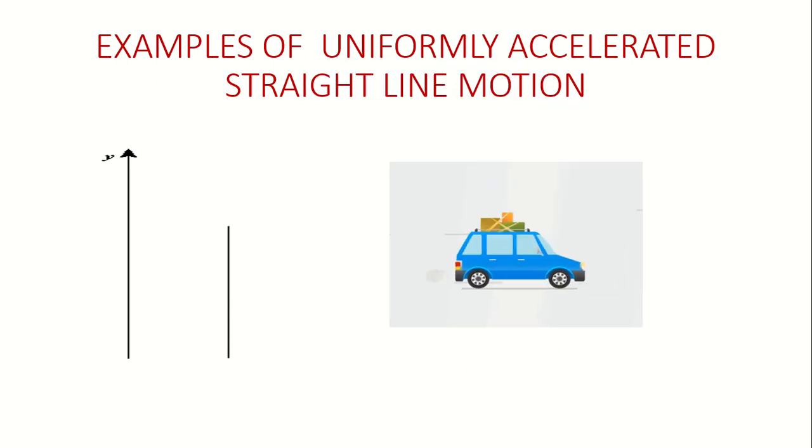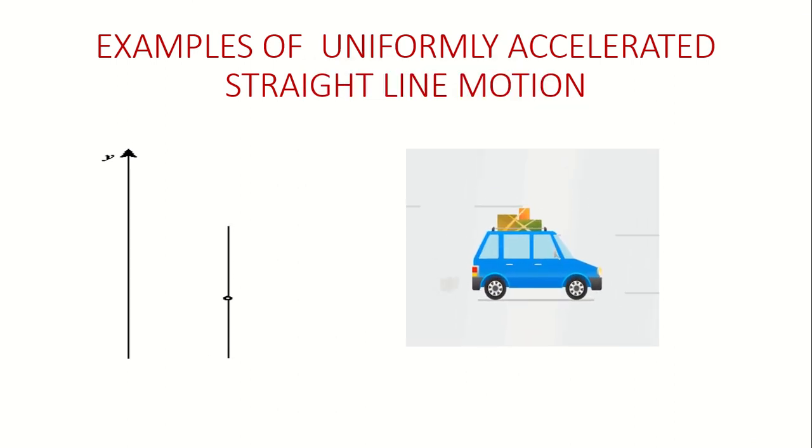Next thing is examples of uniformly accelerated straight line motion. There are so many examples in our daily life. Let us see two examples from our daily life. Like you can see in the first picture, a freely falling object is shown. An object is falling freely due to the gravity of the earth. So this is an example of uniformly accelerated straight line motion. It is a downward motion.